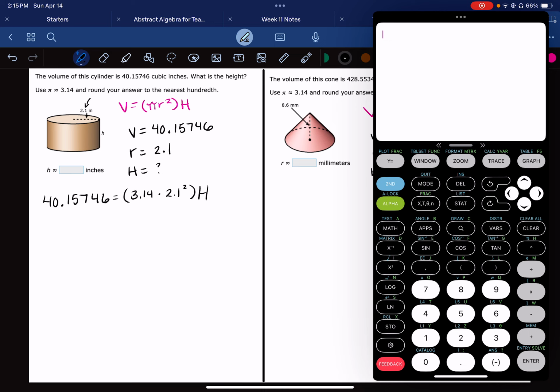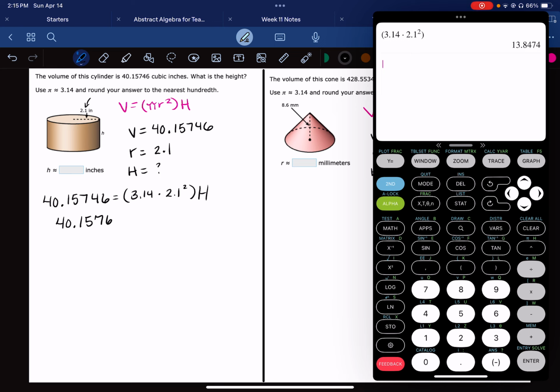Looking at this problem, on the right side, all I see is some number here in parentheses. It looks complicated because I've got decimals, exponents, and parentheses, but ultimately it is a single number that is being multiplied by h. So let me use the calculator to simplify that. You get parentheses 3.14 times 2.1 squared is equal to 13.8474. So I'm going to rewrite on the screen here, and replace that set of parentheses with the single number.